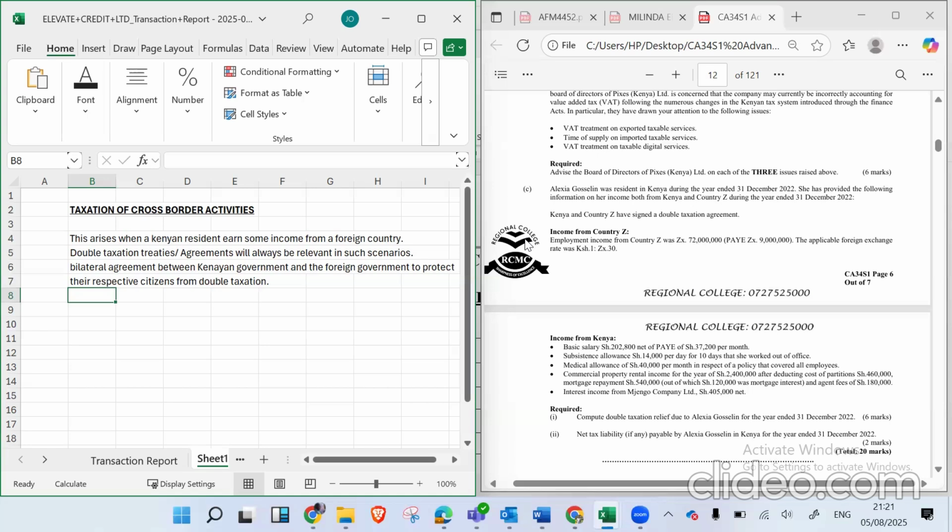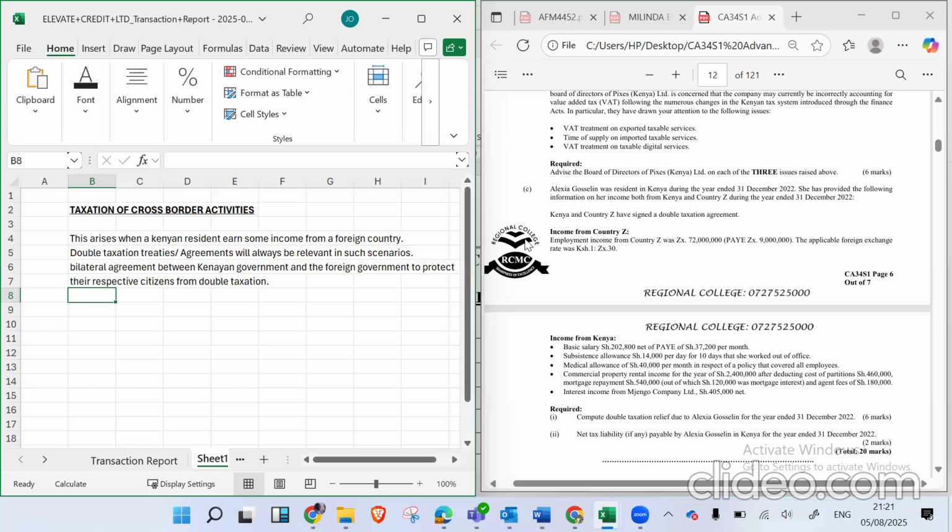Number two, the taxpayer must be a Kenyan resident in that year of income.